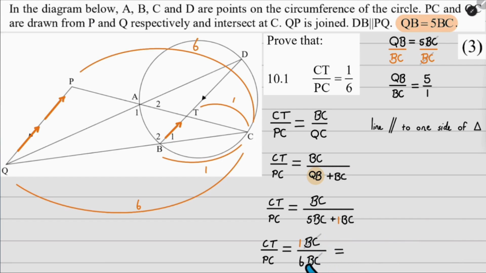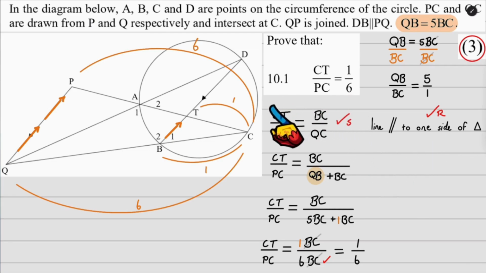So from this whole ordeal, we've got a 1 over 6 left over. And now we've finished up with this nasty question. We've successfully proved CT over PC is 1 over 6. CT over PC equals 1 over 6. Let's have a look where our 3 marks come from.